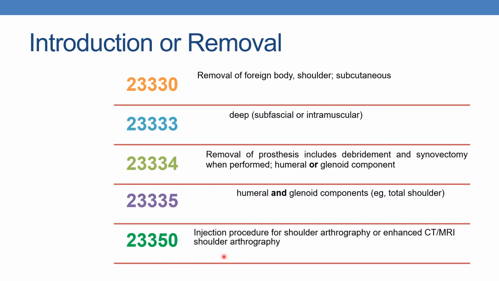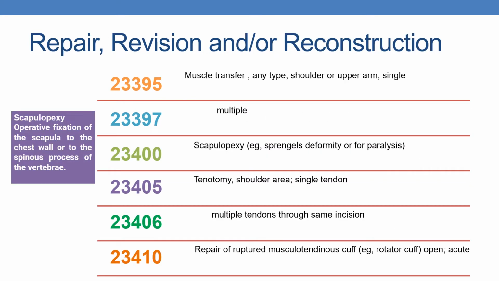The next is 23350, injection procedure for shoulder arthrography or enhanced CT or MRI shoulder arthrography. The next CPT is 23395, muscle transfer any type, shoulder or upper arm single. And for multiple muscle transfers, you need to report 23397. The next is 23400, scapulopexy. Scapulopexy is nothing but operative fixation of the scapula to the chest wall or to the spinous process of vertebrae. Pexy means fixation.